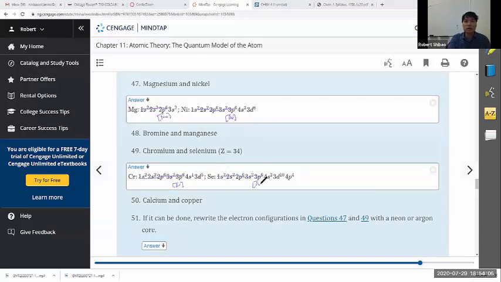This would be argon 4s2, 3d10, 4p4. So this is 4 short of filling the fourth shell. The 3d are in the fourth shell.